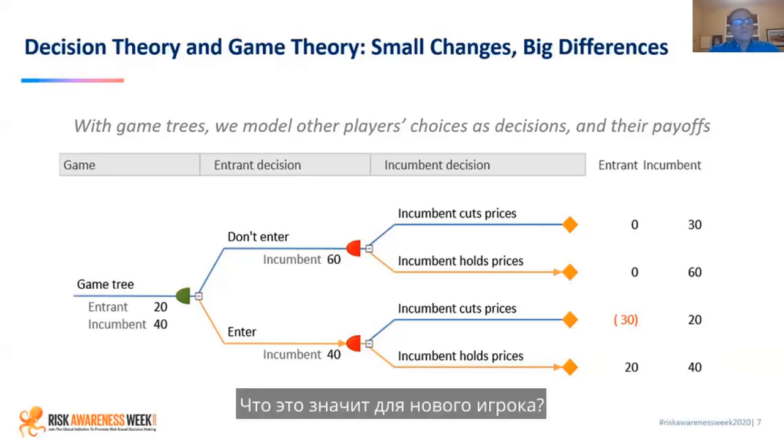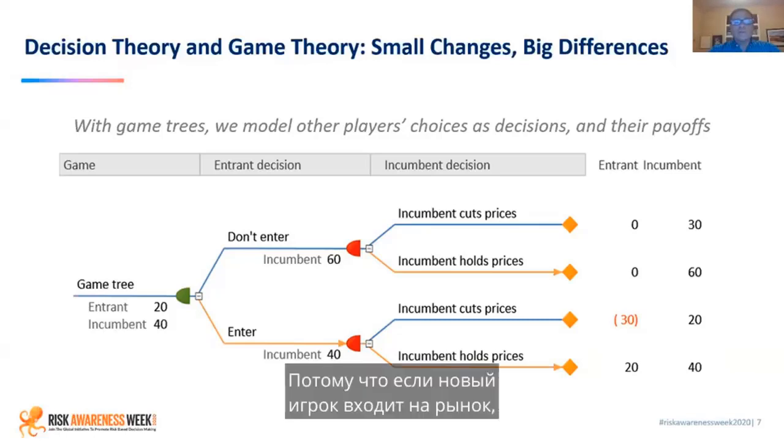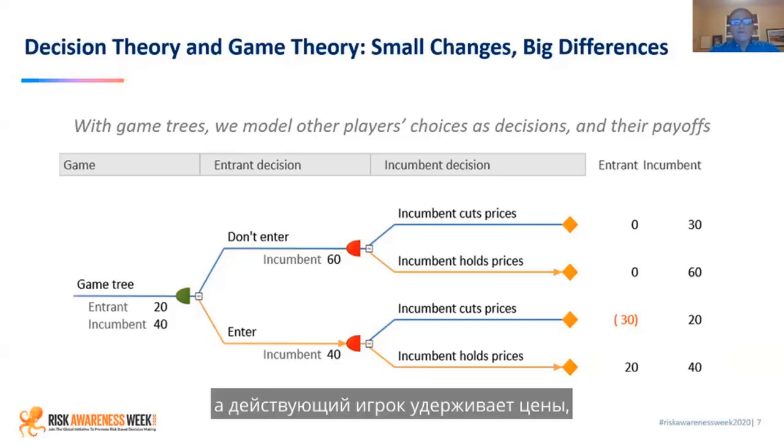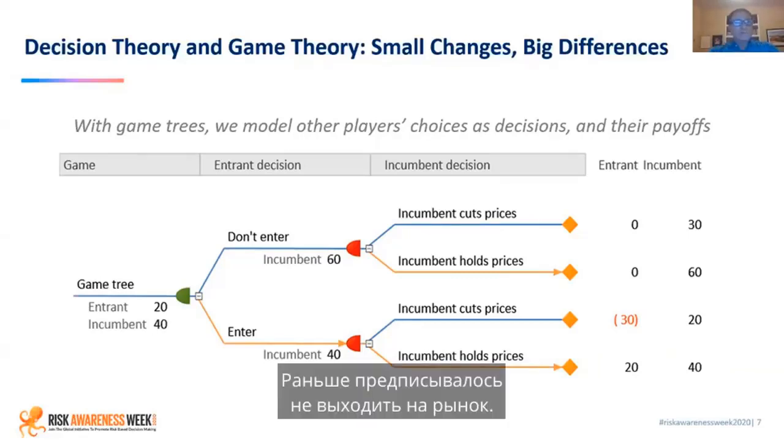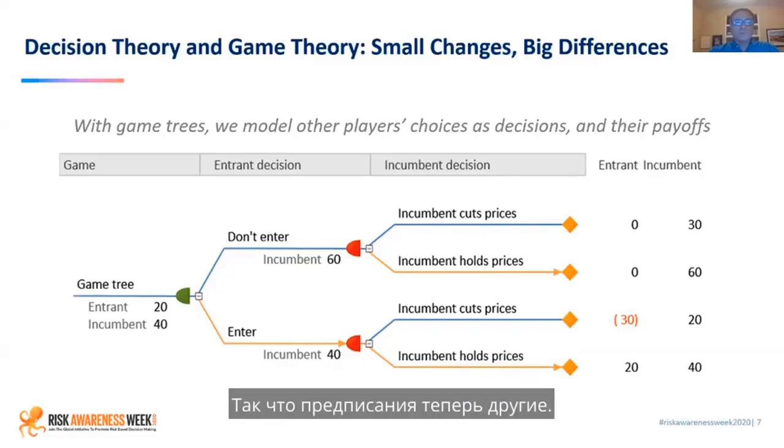Now, what does that mean for the entrant? Well, the entrant should enter, because if the entrant enters and the incumbent holds prices, the entrant will get 20, and that certainly is better than 0. So we have a totally different prescription here for the entrant. The prescription before was not to enter the market. Now we say that the entrant should enter the market. So the prescription is different.